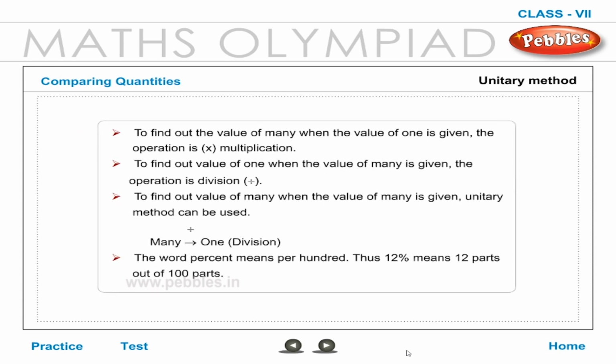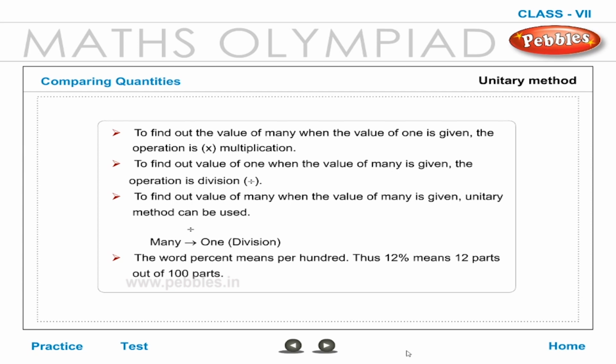Unitary method. To find out the value of many when the value of 1 is given, the operation is multiplication. To find out the value of 1 when the value of many is given, the operation is division. To find out the value of many when the value of many is given, the unitary method can be used.